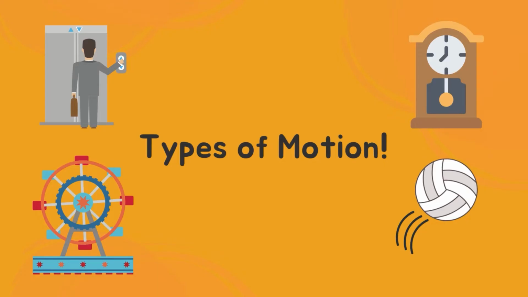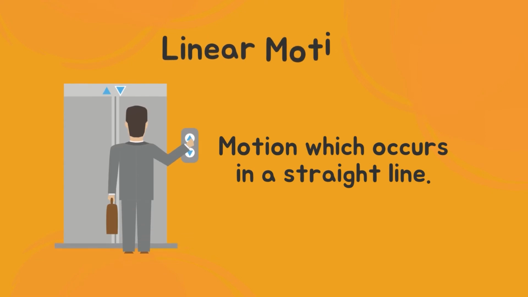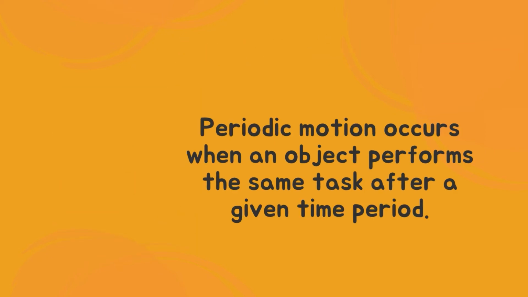There are different types of motion. Linear motion. Motion which occurs in a straight line is called linear motion. An example of a linear motion is an elevator moving up and down between floors.